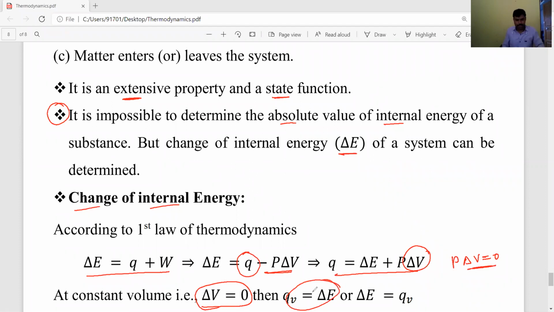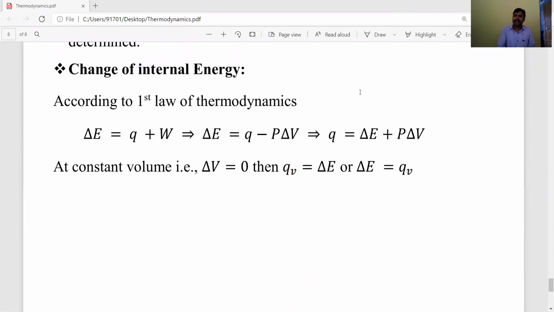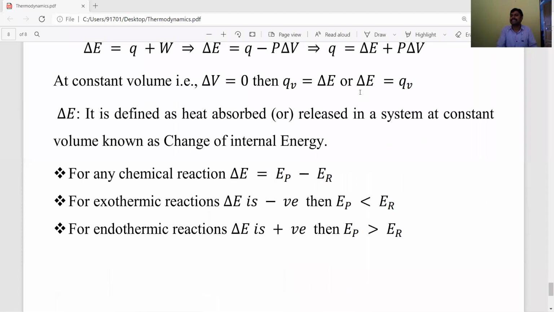What is QV, dear students? QV means the amount of heat at constant volume, and it is equal to the change in internal energy, delta E. Delta E is equal to QV. So how to calculate delta E? At constant volume, the amount of heat absorbed or released by the system is equal to the change in internal energy of the system. Means the volume of the system is constant.